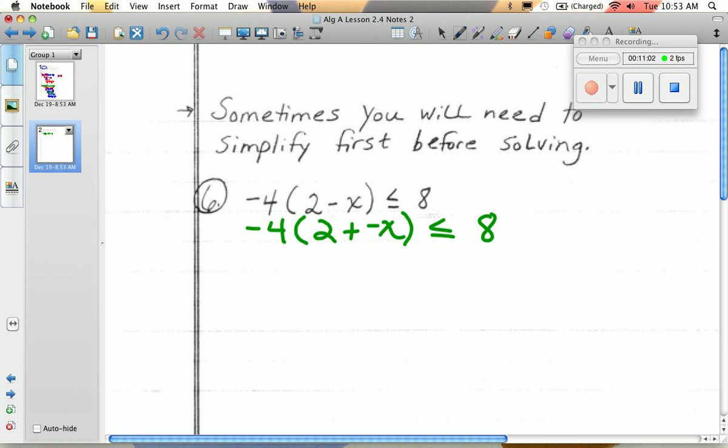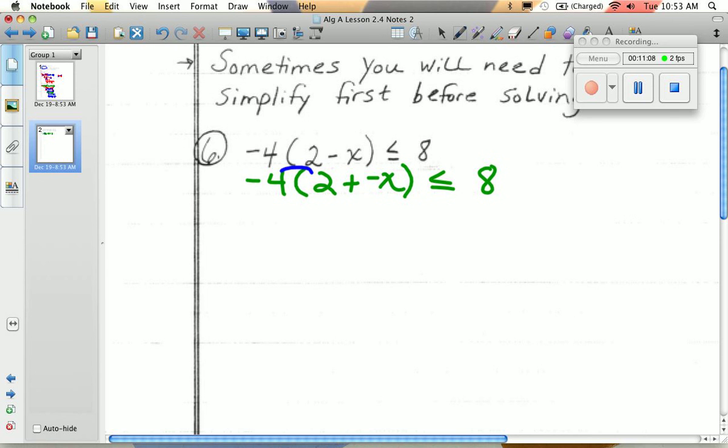Trey? So would it be negative 8 plus... negative 8 plus positive 4x? Yeah, absolutely. So negative 4 times 2, first of all. A negative times a positive is a negative, and 4 times 2 is 8. So that's where we get our negative 8. Then we have to take negative 4 times negative x. Again, what's a negative times a negative? Positive. And what's 4 times x? 4x. And then is less than or equal to 8.